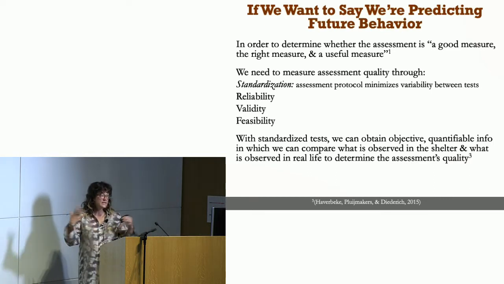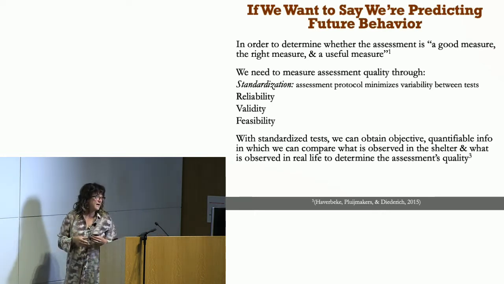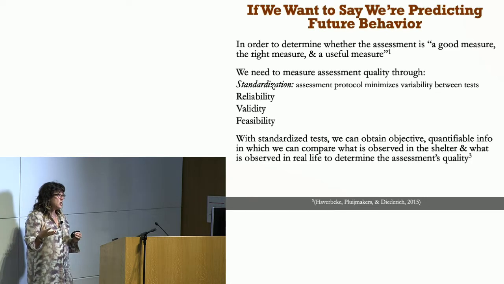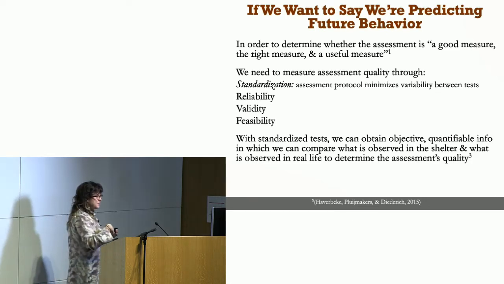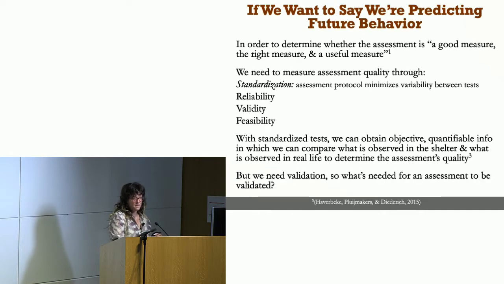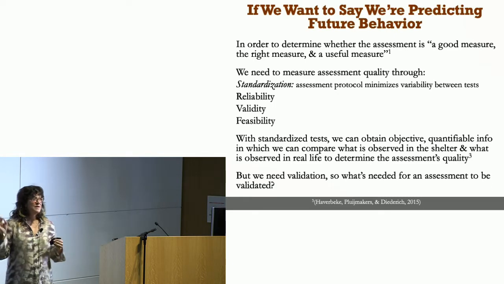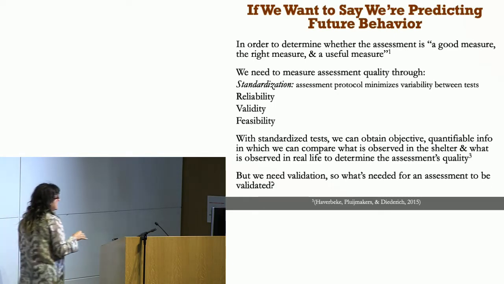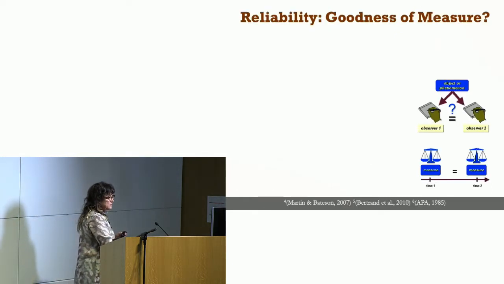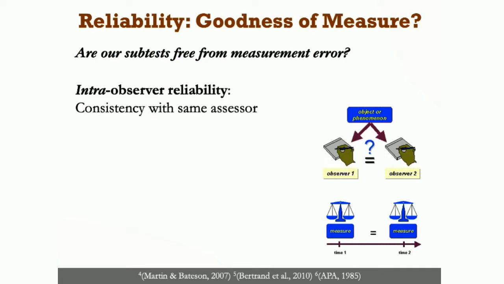And with these standardized tests that are reliable, valid, and feasible, we can obtain objective, quantifiable information which we can then compare, what's observed in the shelter with what's observed in real life, to determine the assessment's quality. But to do all of that, we need validation. So what do we actually need for an assessment to be validated? Well, there's that idea of reliability, which we might call a goodness of measure. Are subtests free from measurement error?